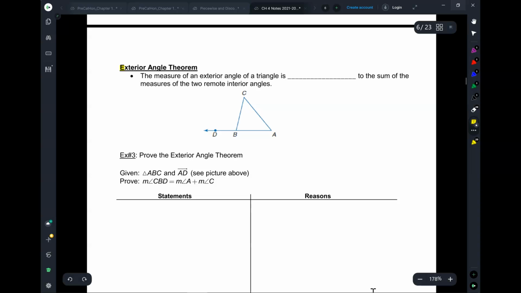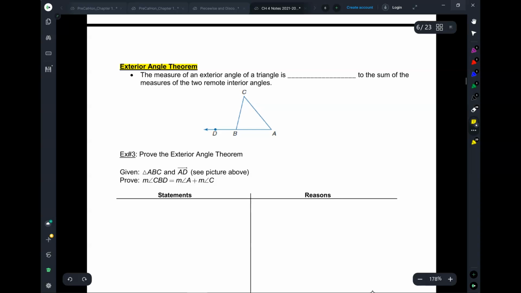Okay, so here is the exterior angle theorem. The measure of an exterior angle of a triangle, so for example here, angle number 1, is equal to the sum of the measures of the 2 remote interior angles. So the measure of angle 1 has to equal the measure of angle 2 plus angle 3.